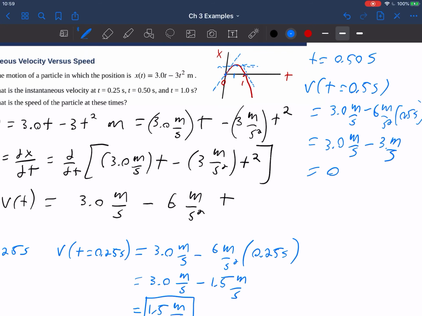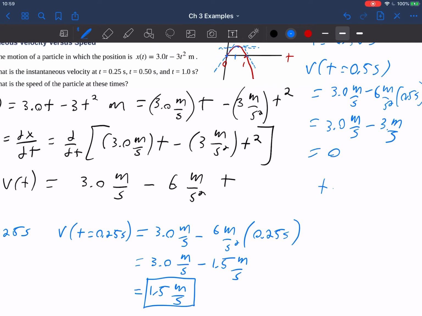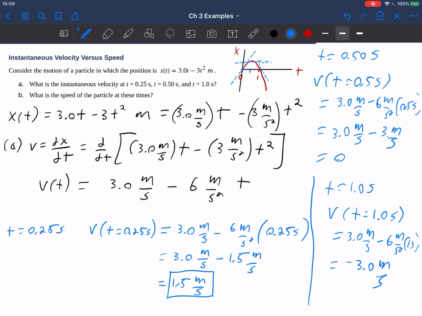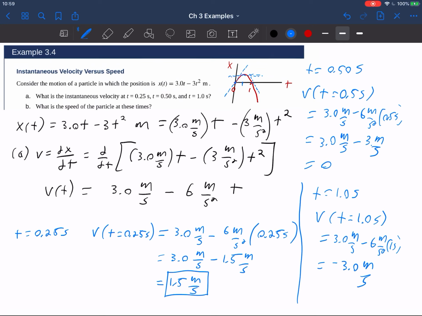Okay? And finally, we can plug in time is equal to 1.0 seconds, and I find the velocity at that moment in time is equal to 3.0 meters per second minus 6 meters per second squared times 1 second. And I get this equal to negative 3.0 meters per second. All right, so at that moment in time, the velocity is negative. Okay? So we're pretty much done with part A now. We've got our three answers for part A.